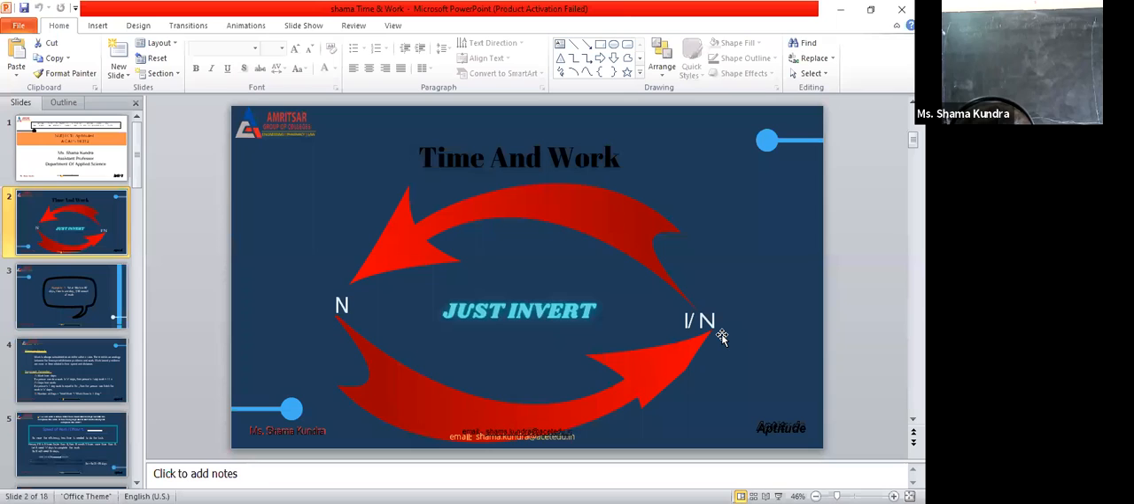And if you are given 1 upon n, on inversion, what will you get? You will get n. Inverting means just take this over here and this over here. 1 by n on inversion, we will get n. n on inversion, we will get 1 by n. This is the tip that will be useful to solve sums related to time and work, pipes and cisterns, and also sometimes work and wages.